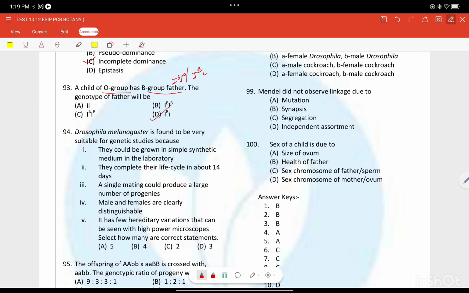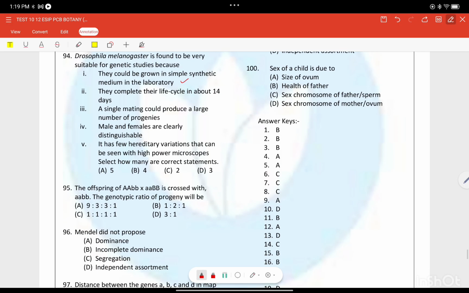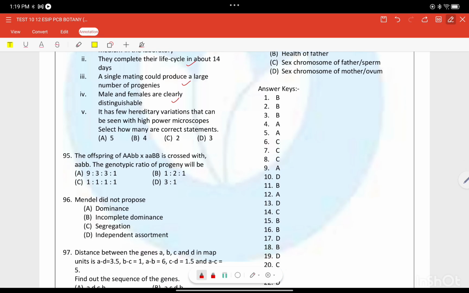Drosophila melanogaster is found to be very suitable for genetic study because it could be grown in simple synthetic medium in the laboratory, correct. They complete their life cycle in about 14 days, correct. A single mating could produce a large number of progeny. Male and female are clearly distinguishable. Females are larger in size. It has few hereditary variations that can be seen with high power. It should be low power microscope, not high power microscope.